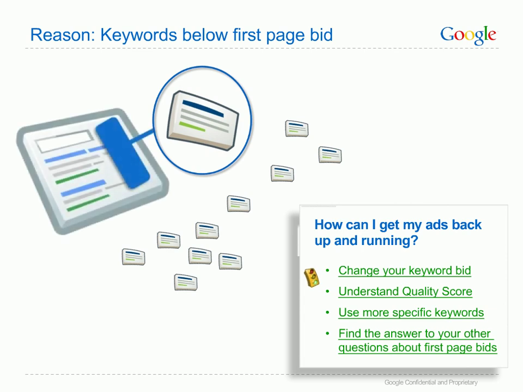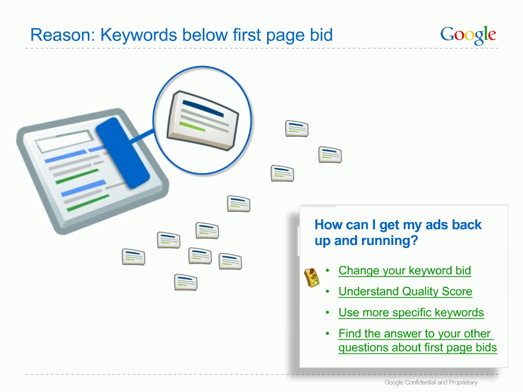If you aren't seeing your ad because your keywords are below first page bid, it means that either your quality score, your bids, or both are too low. You have 2 options to get your keywords back on track. The first is to change your first page bid to the recommended amount or to an amount you're comfortable with. Keep in mind that first page bid estimates are intended to give you greater insight with which to plan your bidding strategy. They are not a guarantee of place or position.